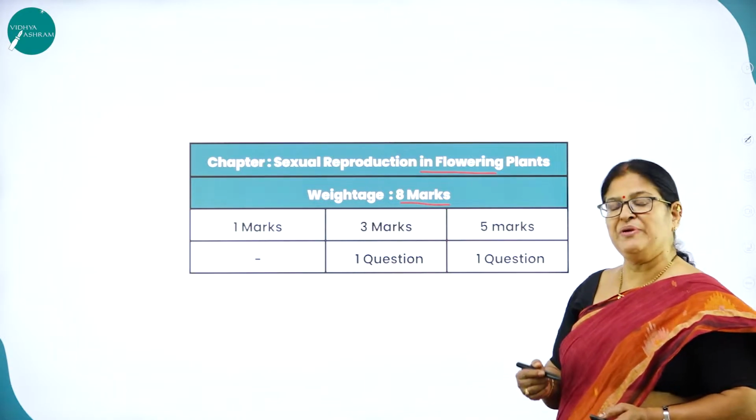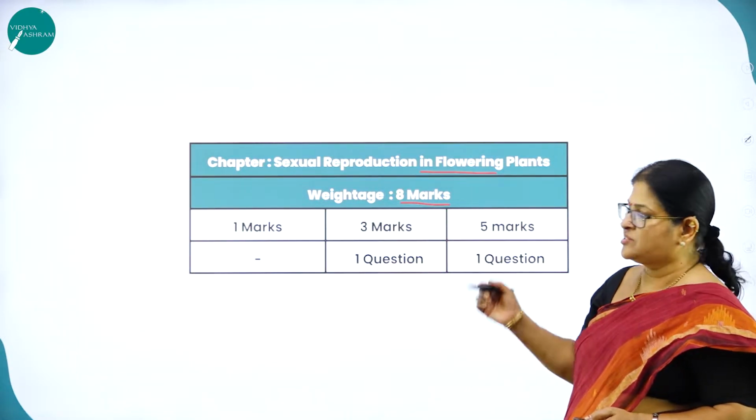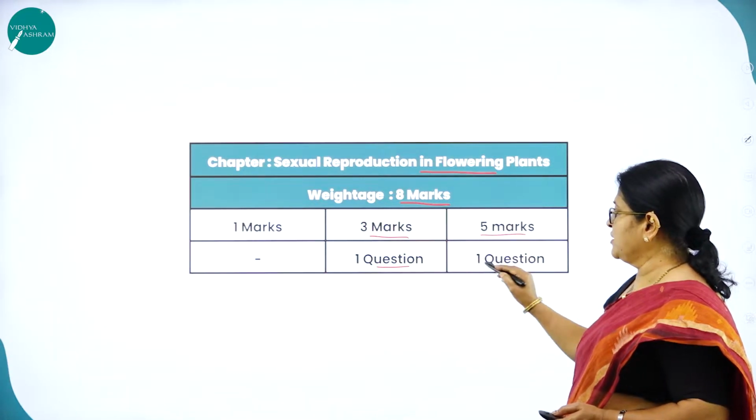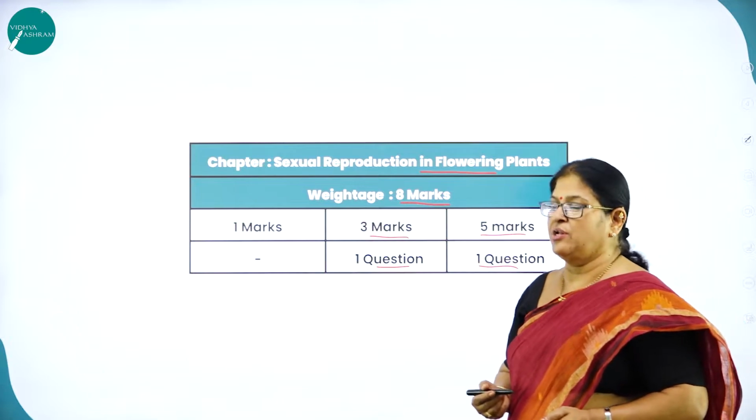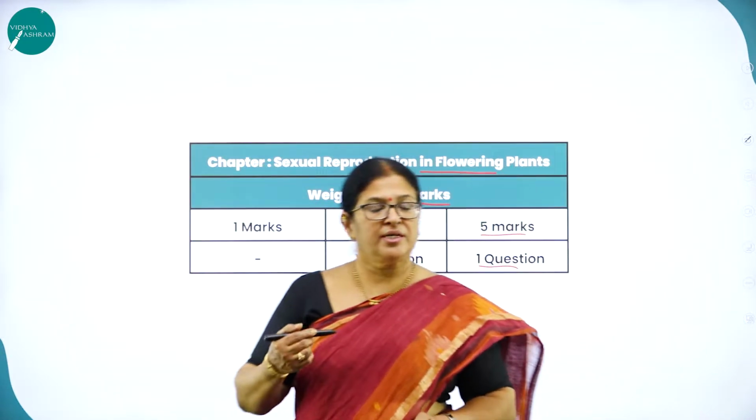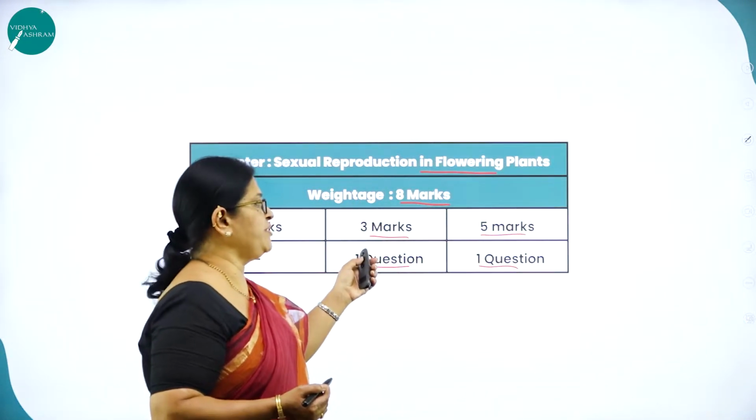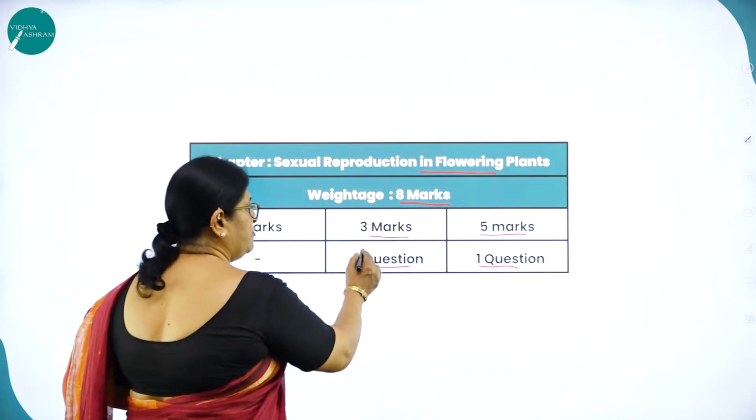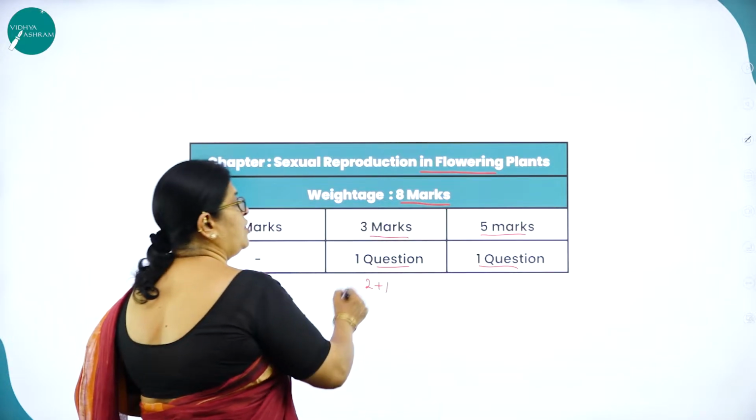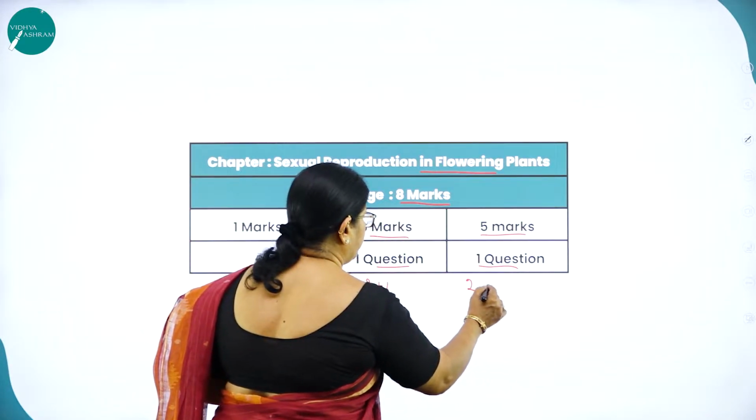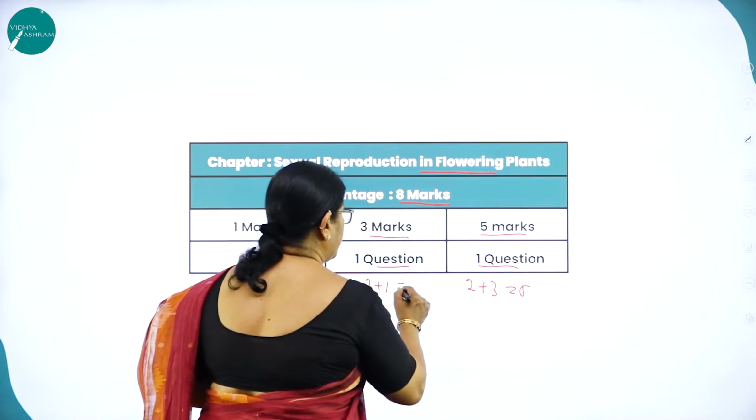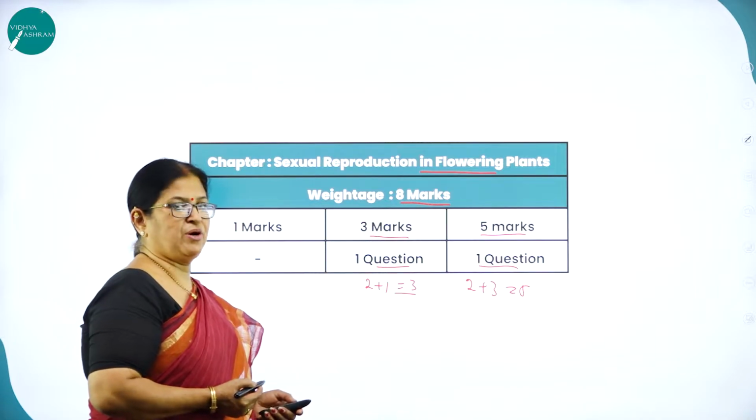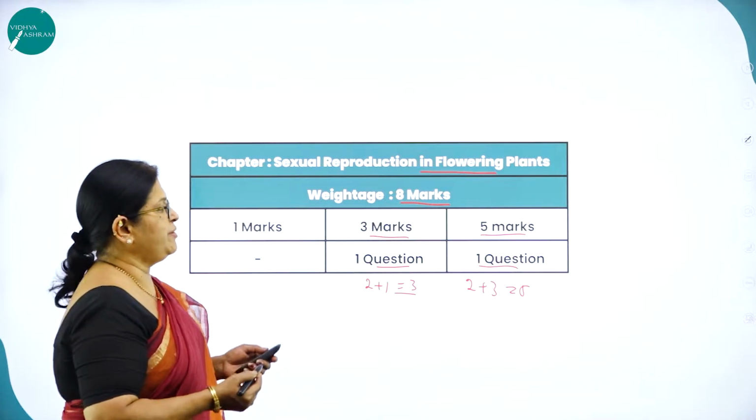And what will be the type of questions that are going to be asked in this chapter? You have a 3 marker question and a 5 marker question. As I keep telling you all, usually in the essay type questions, may it be a 3 marker or 5 marker question, you may have split questions. For example, for 3 marker you may have 2 plus 1, or for 5 marker question you may have 2 plus 3. So this is how you are going to get it, or maybe for full 3 marks, or maybe for full 5 marks.